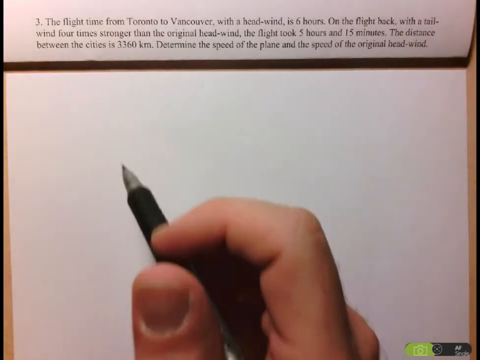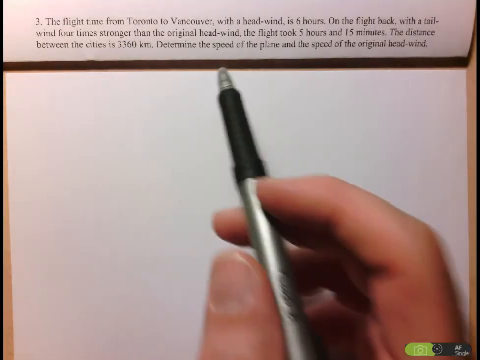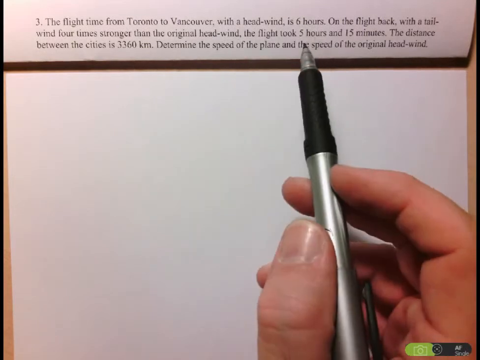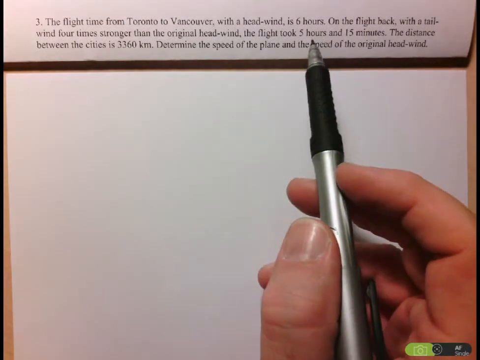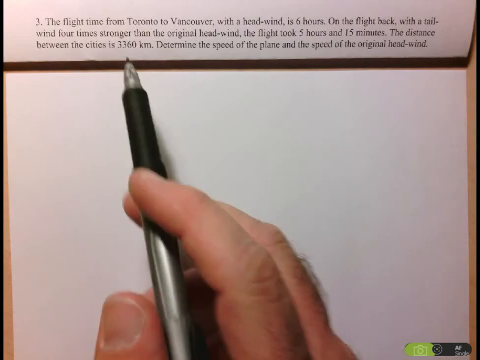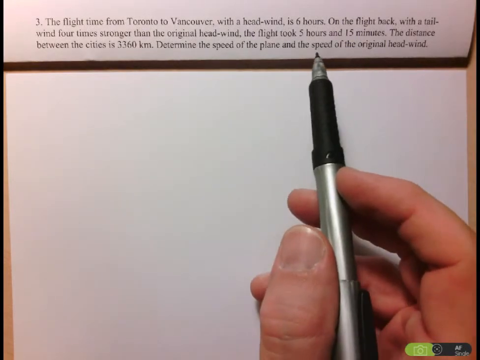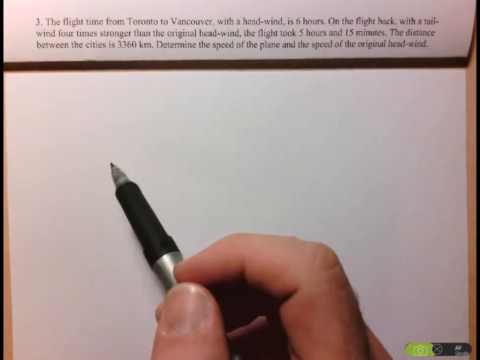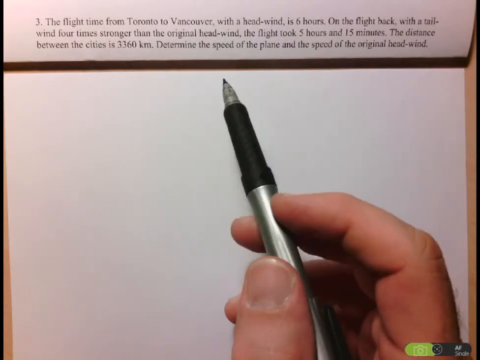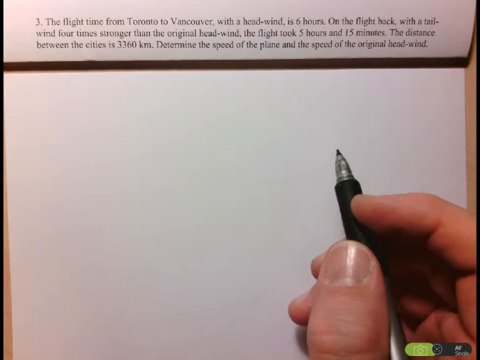Hi folks, let's take a look at question 3 from the test 3 preparation sheet. So look at the question. It gives us the flight time from Toronto to Vancouver with a headwind is 6 hours, but on the flight back with a tailwind 4 times stronger than the original, the flight took only 5 hours and 15 minutes, and they give us the distance between the cities, and they're asking us to determine the speed of the plane and the speed of the original headwind.